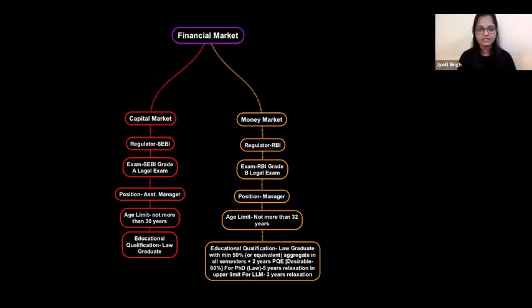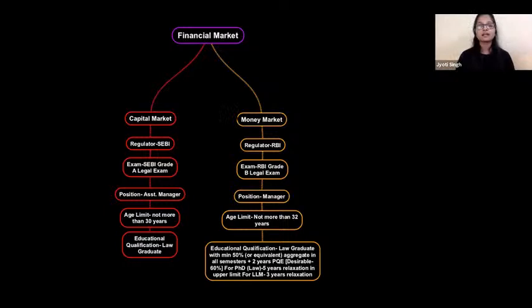So the very simple funda over here would be that if a person wants to invest for a longer duration, by longer duration, I mean a period of more than 1 year, then in those cases, they would be going to the capital market. But if they want short-term returns, if they want to invest for a period less than 1 year, then the market that they would be required to go to would be the money market.